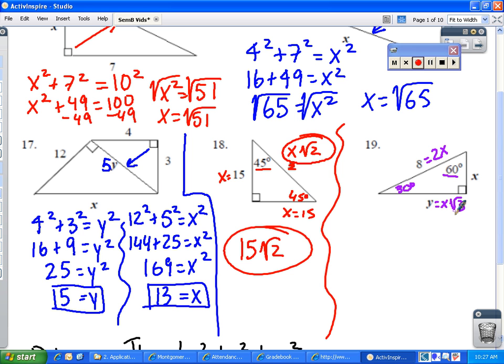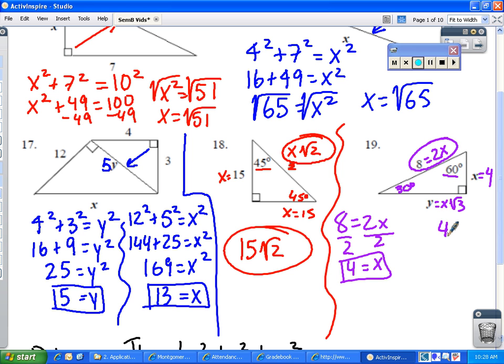Okay, so if opposite the 90, the one that we know both of them is this one right here, that 8 equals 2x. And if 8 equals 2x, if I divide both sides by 2, x will just equal 4. That tells us the side that's opposite the 30-degree angle. To get the side that's opposite the 60-degree angle, I have to take that x value, which we just said was 4, times it by root 3, and that will tell us y. And we're done.